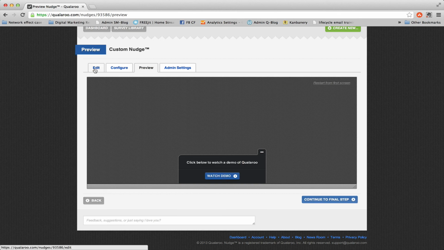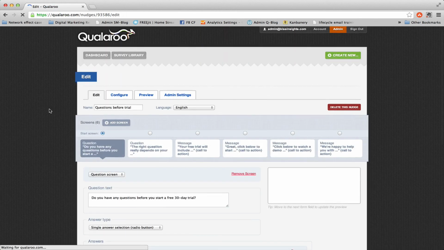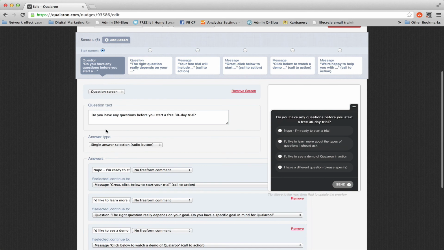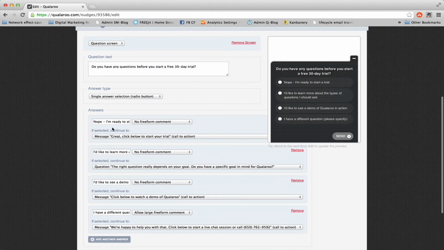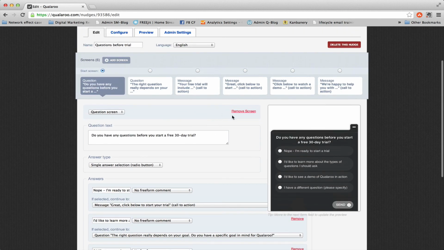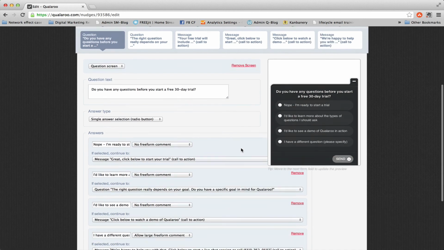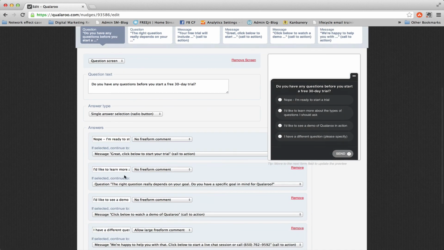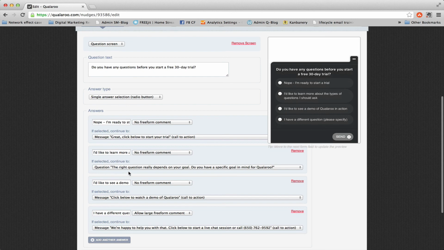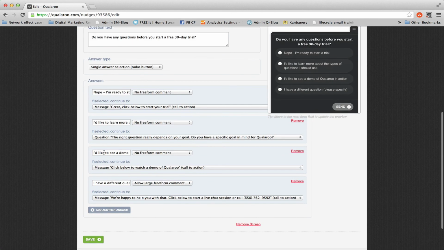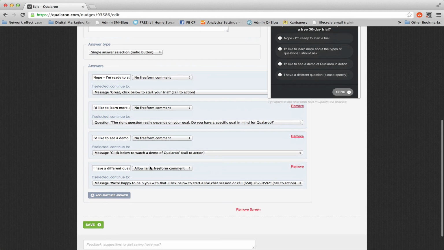So again, let's look at the editor just to give you one more idea of how these questions look on the back-end editor side. So as I talked about, nope, I'm ready to start a trial. This we defined is going to go to this screen. Great, click below to start your trial. They say I'd like to learn more. It actually drills in and asks an additional question about their specific goals. It says I'd like to see a demo of Qualaroo. Takes them to that screen as I showed you.